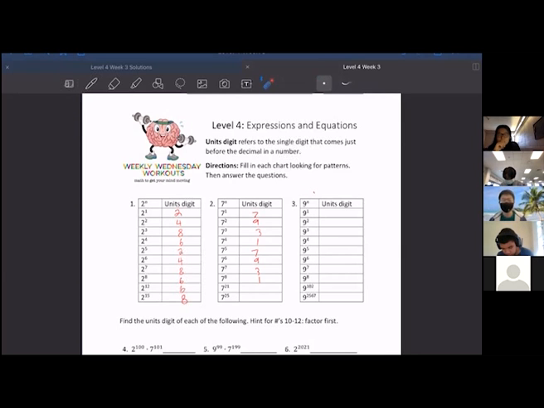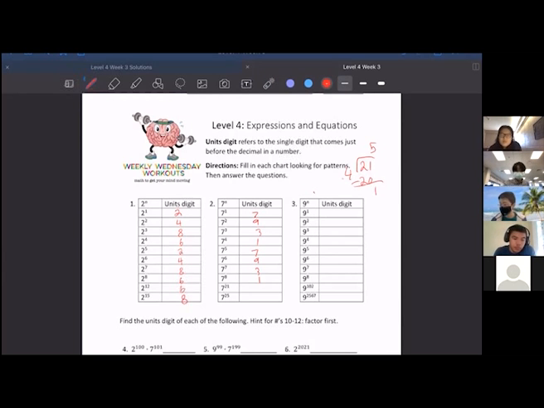But anyways, since it repeats every 4, what we can do is divide any exponent by 4 to see what the remainder is. So 21 divided by 4 will give us 5 with a remainder of 1, right? So do you understand this far? We're basically trying to find where we are in this pattern, right?